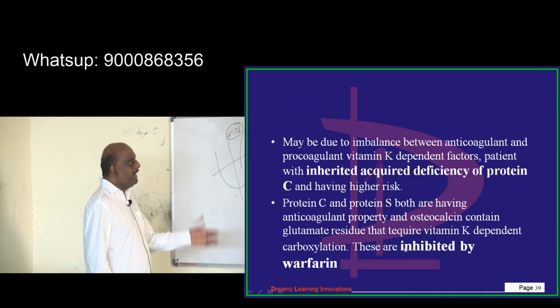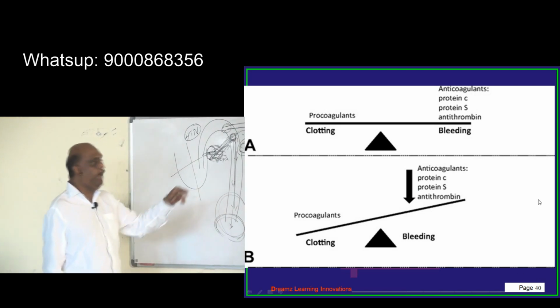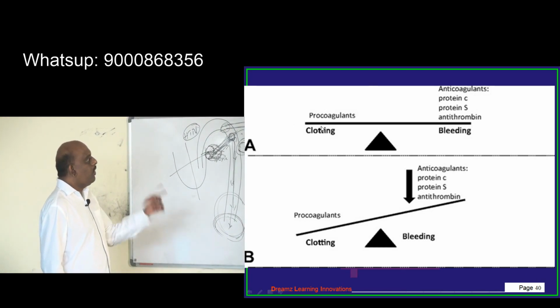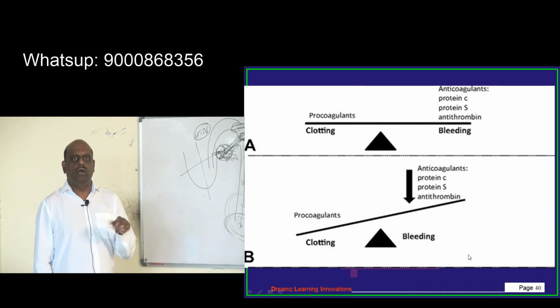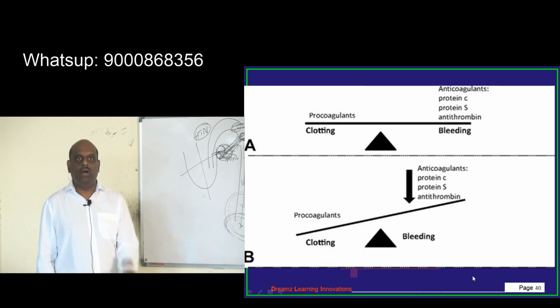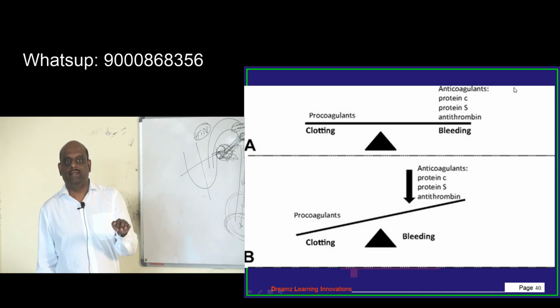Now if you look at the clotting and bleeding system, you have all the procoagulants. 2, 7, 9, 10, all these are procoagulants. If you give warfarin, they will be inactivated. So that is the reason warfarin is an anticoagulant.